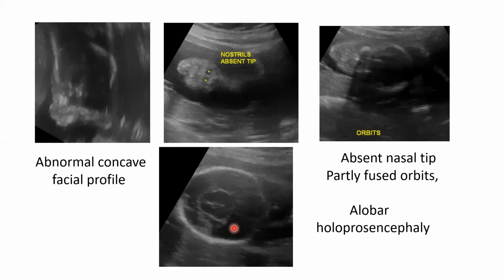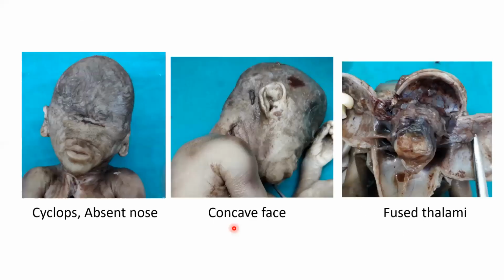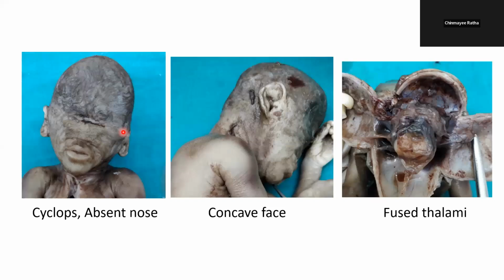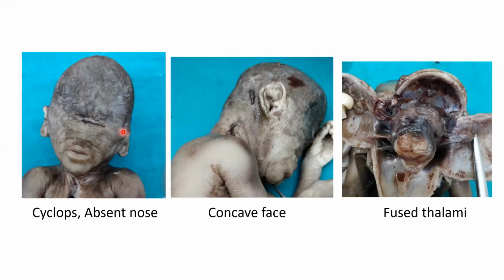With proper genetic counseling, they decided to terminate the pregnancy, and amniocentesis was also done before termination. After termination of the pregnancy, the fetus was brought for fetal autopsy. Here in the autopsy findings, we can see the cyclops and the absent nose. The facial profile can be seen as a concave face, and brain dissection showed fused thalami that confirmed the findings of lobar holoprosencephaly.